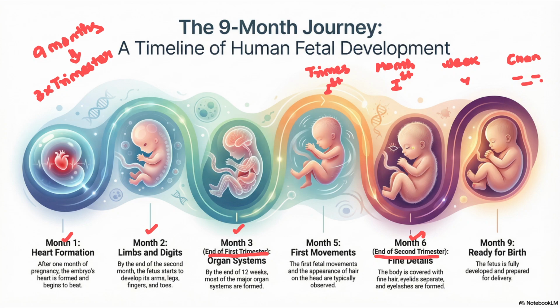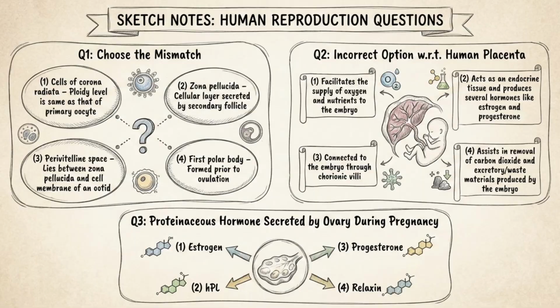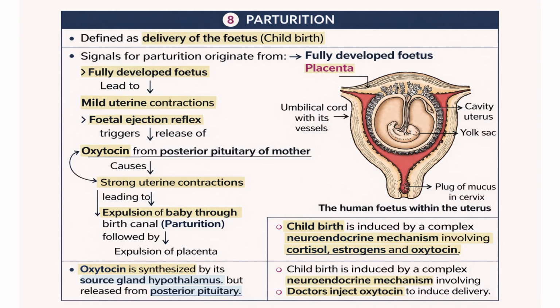So now we have completed the human reproduction chapter. Only one topic is left, that is parturition. So in parturition, signals will arise from the fully developed fetus and the placenta. Already you know what is parturition. That is the process of childbirth.